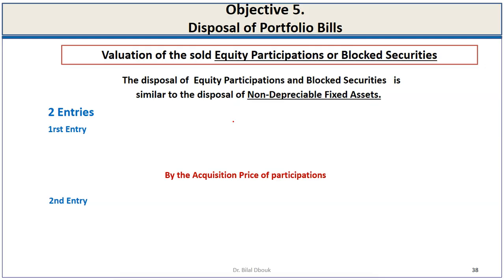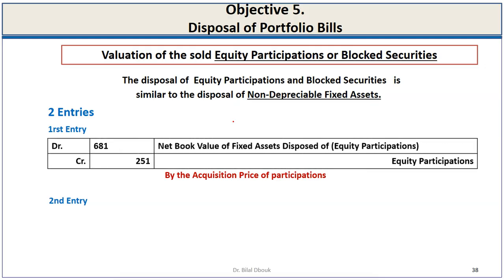The first entry is by the acquisition price of participations. We debit account 681, like we did in fixed assets not subject to depreciation. So we debit 681, net book value of fixed assets disposed of for equity participations, and we credit account 251 for equity participation, which is a balance sheet account. Here we are decreasing, or setting off out of our books, the equity participations we disposed of.